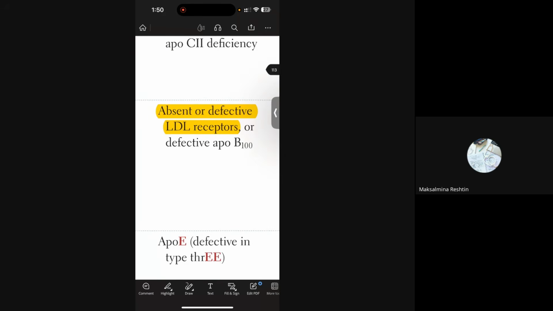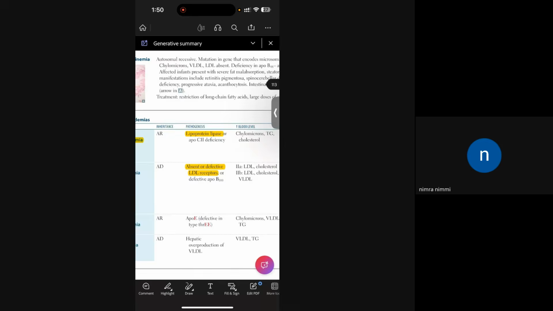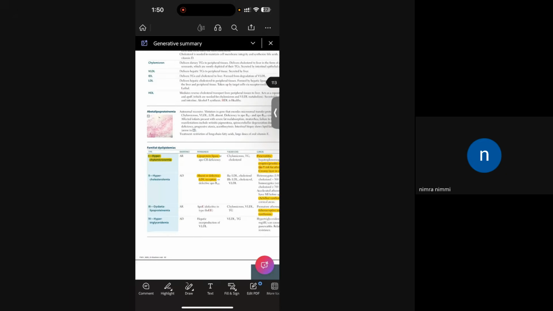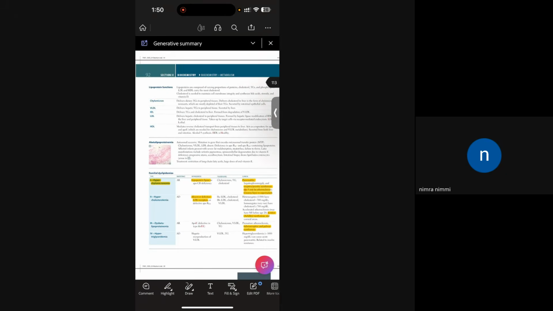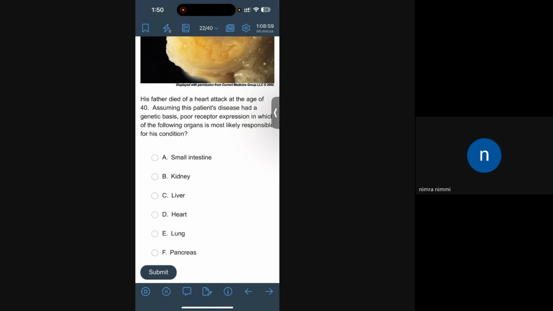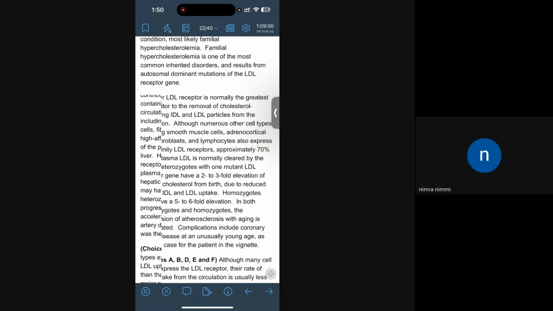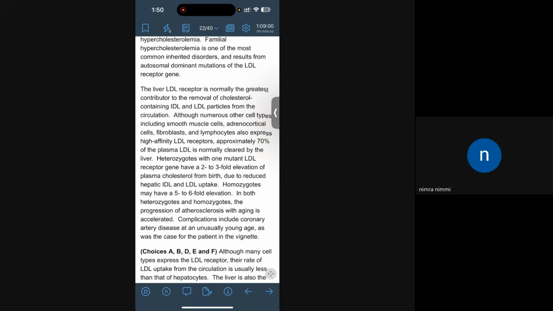LDL receptors are located at what organ? The liver. The liver is the main one responsible for removing the LDL. So if you have absent LDL receptors on the liver, the patient has large-scale atherosclerosis.